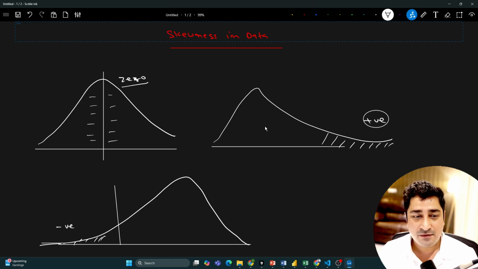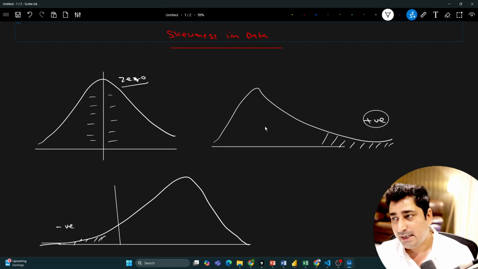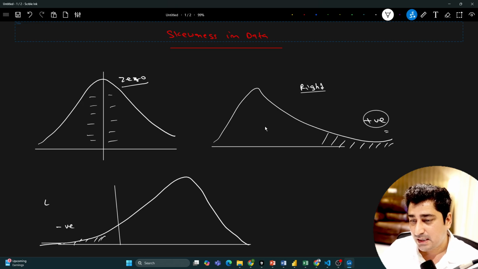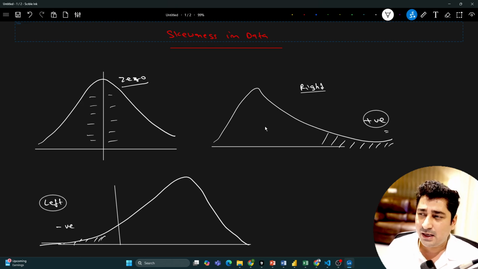Now, this is having a positive skewness, or you can say right-skewed data. I have already mentioned that. This one you can say is left-skewed data or a negative skewness. So how will we be able to find out whether my data set is negatively skewed, positively skewed, or has zero skewness?